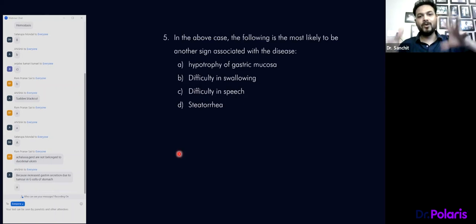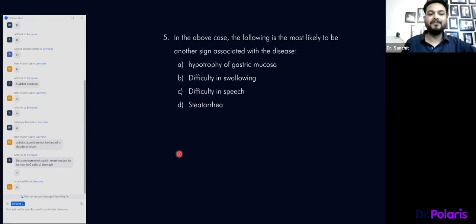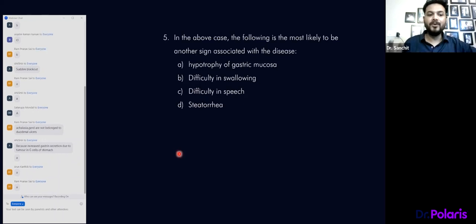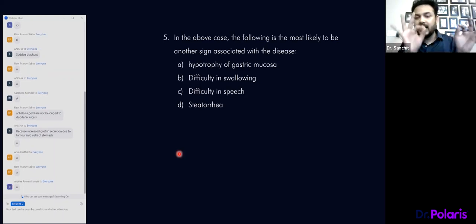So, okay, I'll go one by one. Why not A? Hypotrophy of gastric mucosa. Acha, okay, Anisha has answered A. Why do you think it's A? Arun also has answered A. Why do you think it's A? Hypotrophy of gastric mucosa. See, you know, the gastric mucosa lining is getting stimulated again and again because there is so much of acid inside. Okay?